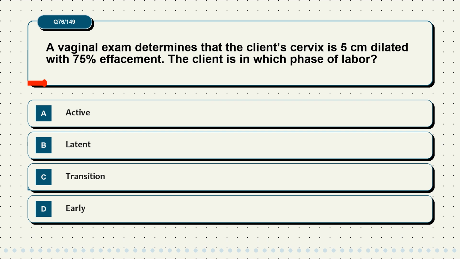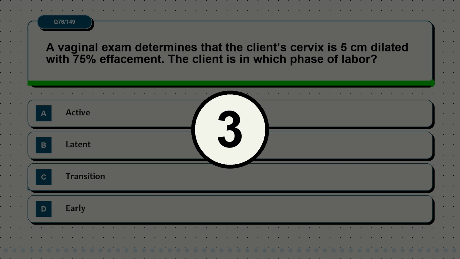Question 76. A vaginal exam determines that the client's cervix is 5 cm dilated with 75% effacement. The client is in which phase of labor? Here are the options. Option A. Active. Option B. Latent. Option C. Transition. Option D. Early.